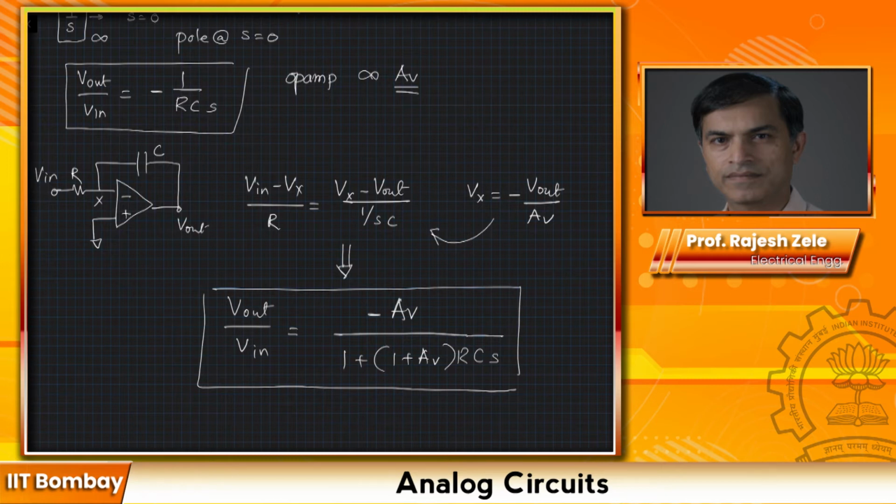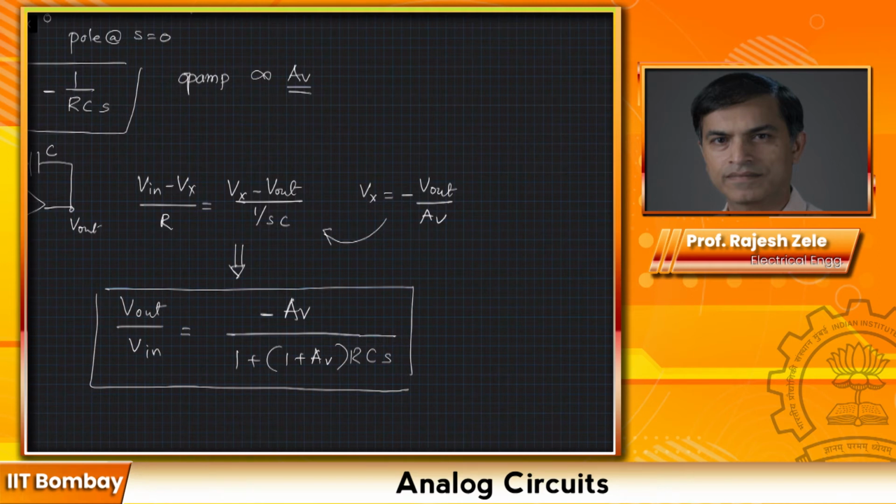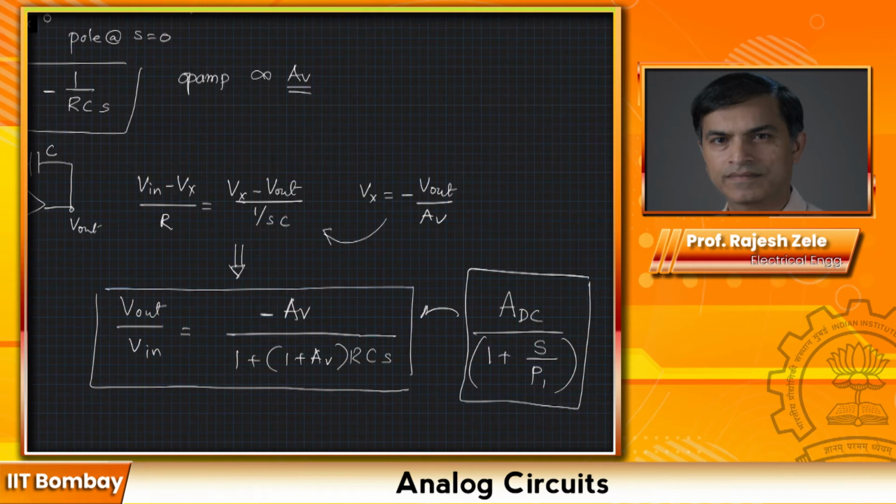Okay, so let me make a comparison. A simple comparison would be to compare this with something like 1 plus S divided by P1. Compare these two transfer functions. Right now we are ignoring the negative sign, because the negative sign just gives you phase shift. If you look at the gain, compare these two gains, what is this telling you?